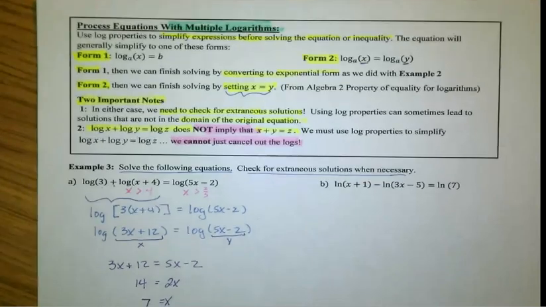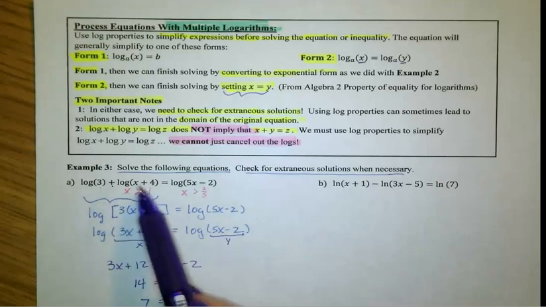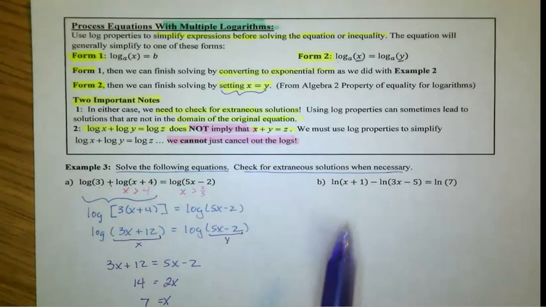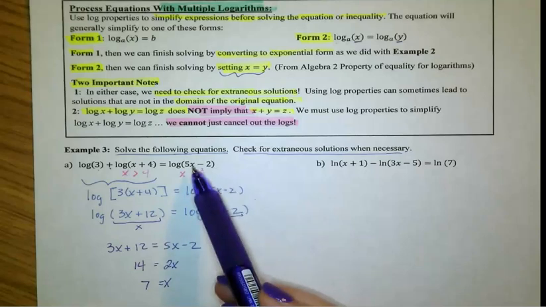So now I need to check. I'm checking this argument and seeing 7 plus 4. That's not going to give me anything weird here. 3 times 7 minus 2. It's not going to give me anything weird right here.